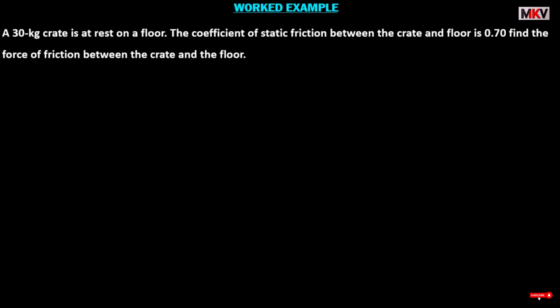So we are finding the force of friction of a crate at rest on the floor. Since the body is at rest, the friction between the crate and the floor is the static friction. So we are determining the static friction between the crate and the floor. Into the solution, we state the mass, which is 30 kg, and the coefficient of static friction, which is 0.70. The equation we are using is Fs is equal to mu s times n.